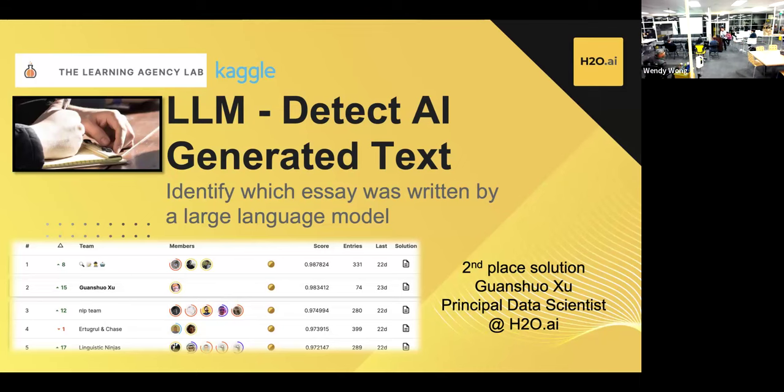Recently, I attended a Kaggle competition. It's an LLM-related competition. The title is LLM Detect AI-Generated Text and Identify which essay was written by a large language model. And I got second place. And so today I'm going to present my solution to this competition.